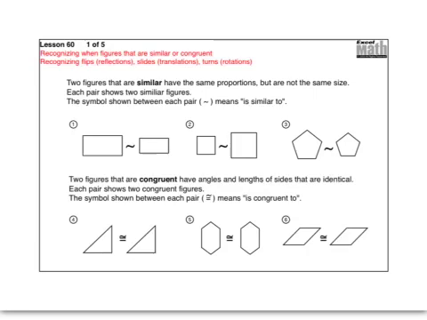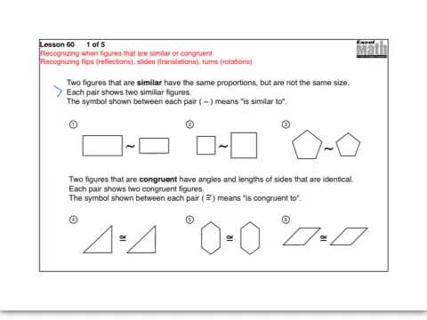Today we're going to learn to recognize figures when they are similar or congruent, and also take a look at what can happen to shapes, and that would be things like flips, slides, or turns. So let's get started. Two figures that are similar have the same proportions but are not the same size. Each pair shows two similar figures.